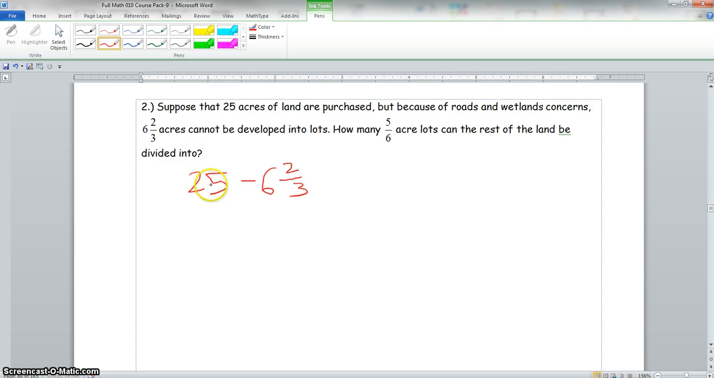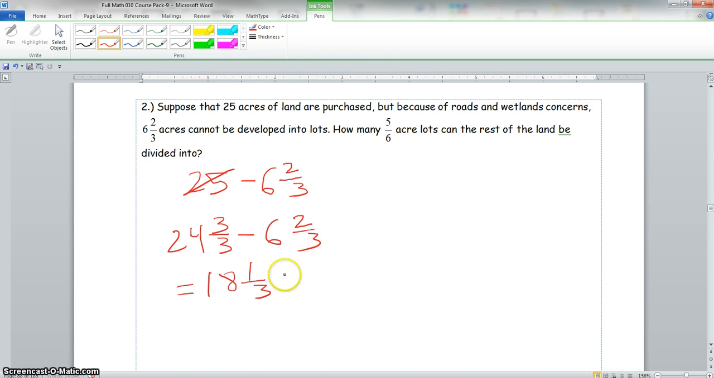So what we do here first, in order to subtract this integer minus a mixed number, we have to borrow 1 from this integer. So 25 will become 24, and we look at the denominator of the other fraction, and that 1 we borrow will become 3 over 3. And that's minus 6 2/3. 3/3 minus 2/3 is 1/3. And 24 minus 6 is 18. So now we have 18 1/3 acres that can be developed.